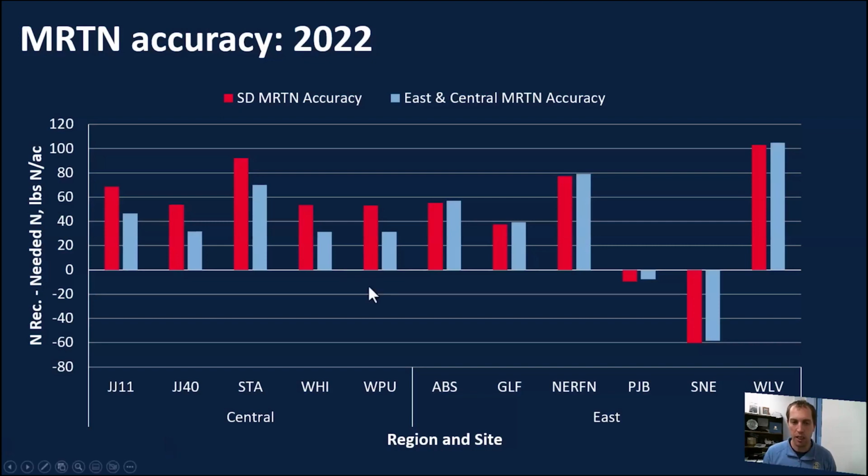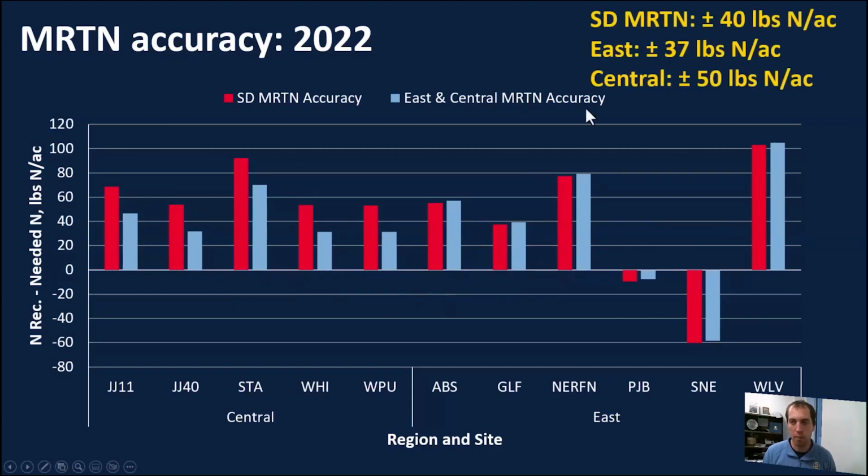We can see over here in these central sites, normally that blue line is closer than that red line, which shows us the central part of the state definitely benefits from dividing the state, whereas the eastern part doesn't show us as much benefit, but it is showing a similar accuracy whether we divide it or not. We definitely need to do that in the central part of the state.